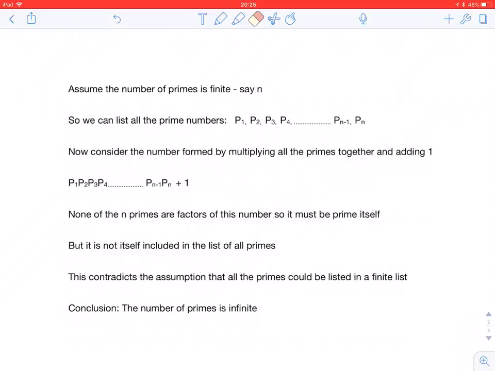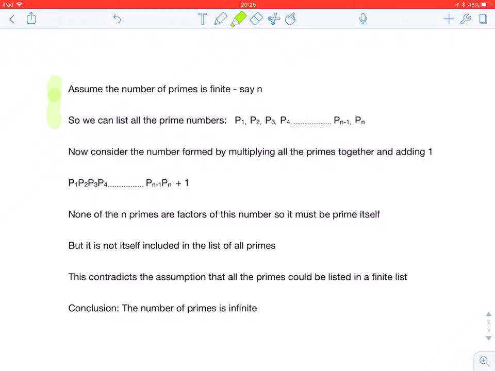The proof is based on the method of contradiction. We make an assumption and then deduce that that assumption was wrong. So we're going to begin by assuming that there's a finite number of primes. So we can give it a number, let's say n. And if we've got n of these primes, we could list them. Might take a long time, but because there's a finite number, we could list them all side by side.